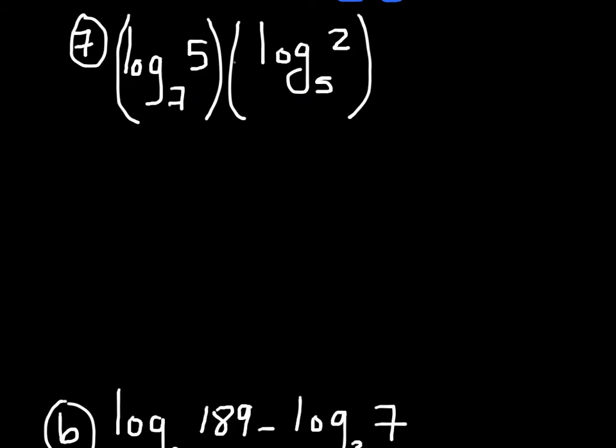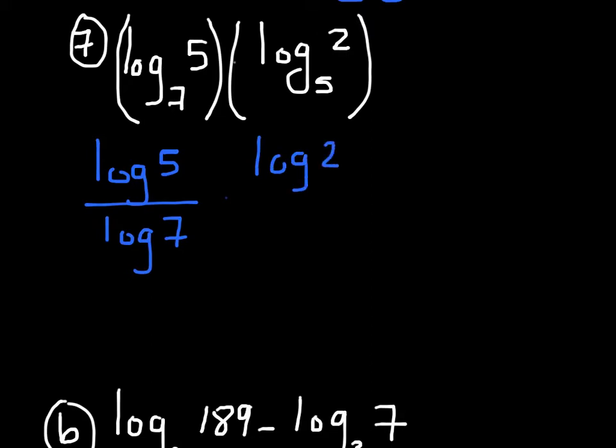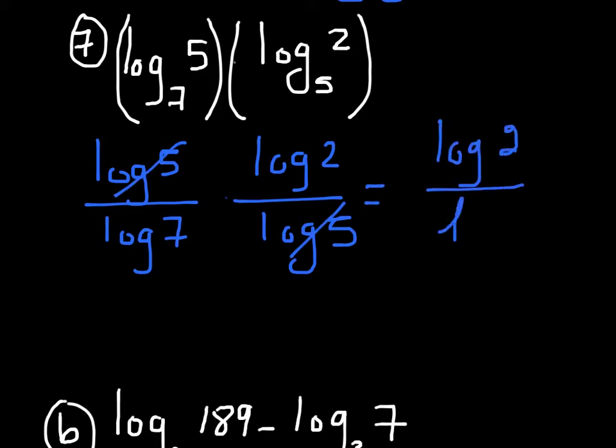Okay, number 7. I want you to change the base to common log, and this will be common log of 5 divided by common log of 7. Changing the base here will be common log of 2 over common log of 5. If you reduce these, the answer should be log of 2 over log of 7. We can go ahead and put them as a single log by changing the base to log base 7 of 2.